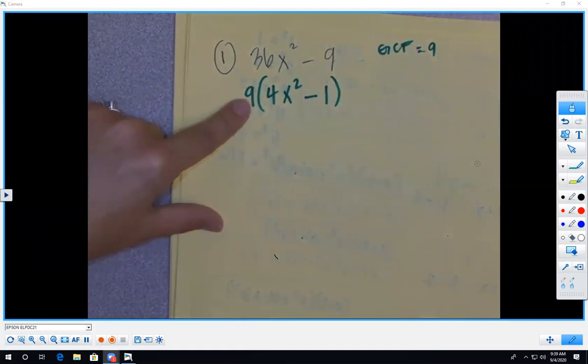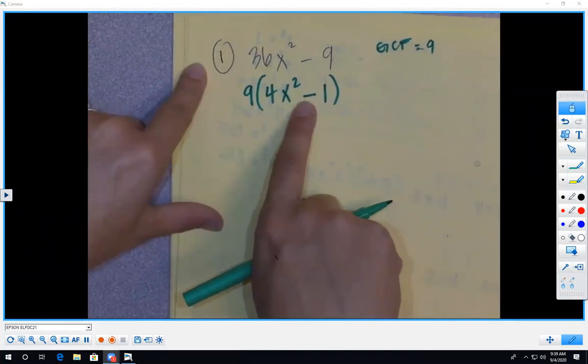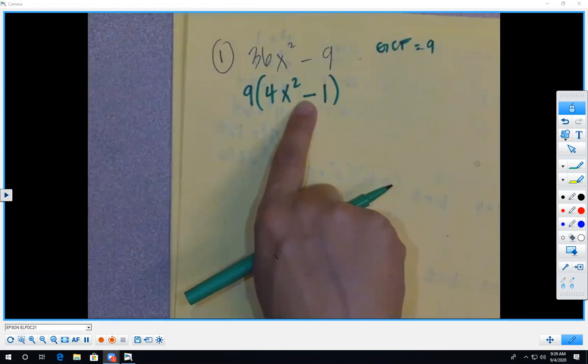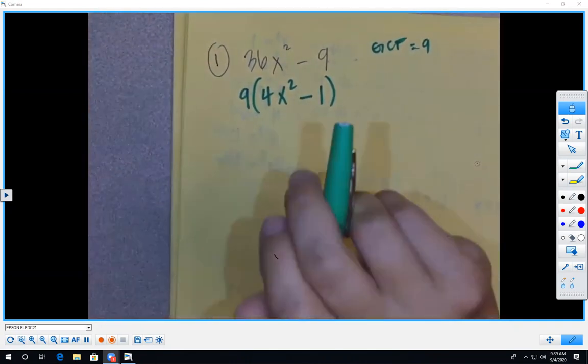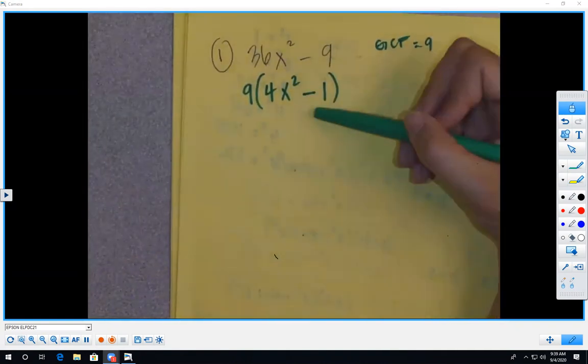Now that you pulled out the greatest common factor, you just keep it there till the end, and you then see how you can factor this. So now 4x squared minus 1, how can I factor that? First you look, how many terms does it have? 2 terms. So it is either squares or cubes. Which one is this one?